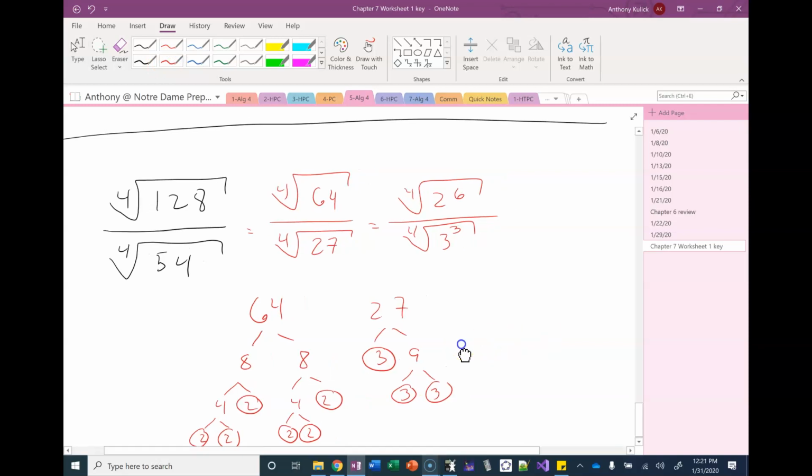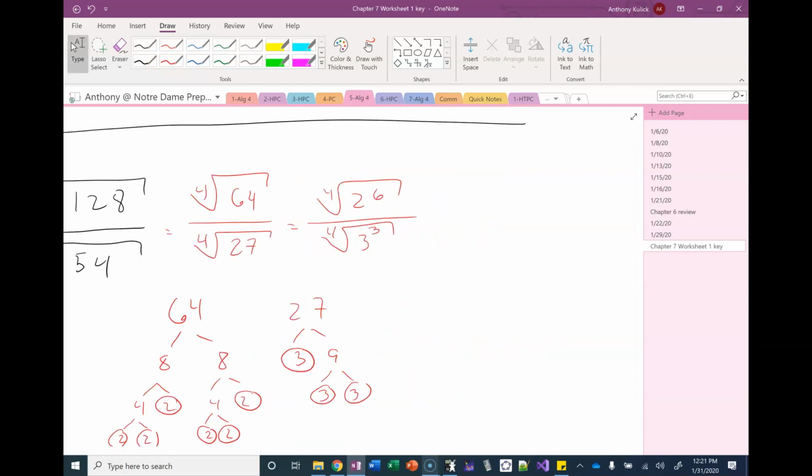Okay. Now let's look for some exchanges. Is there any exchange we can do in the numerator? Okay. What can we do? If I look at the exponent and the index, since the exponent is at least as big as the index, I know I can take something out, right? How many 2's can come out? 1. How many 2's will be left over? 2. Everybody happy there?